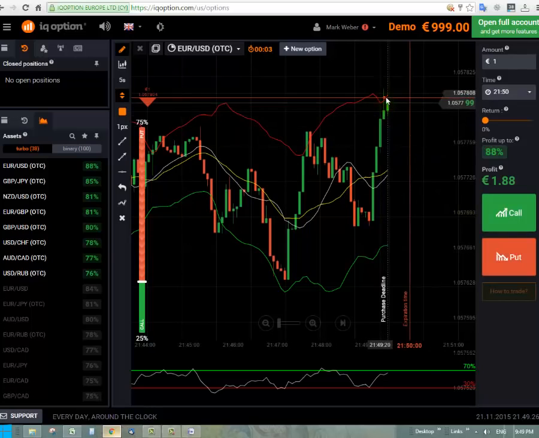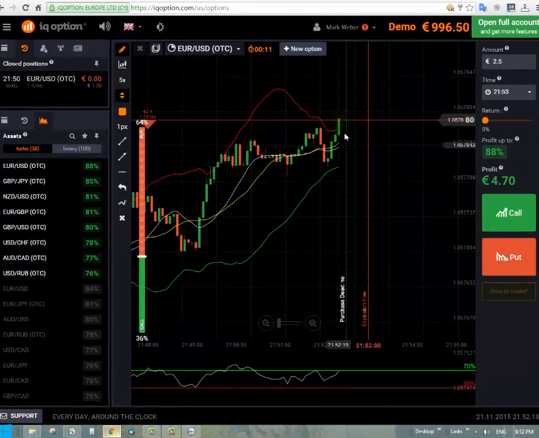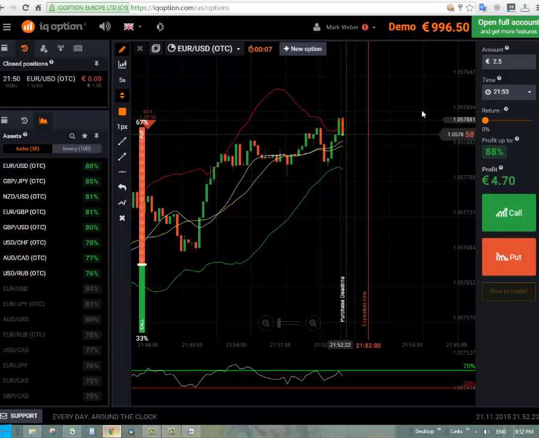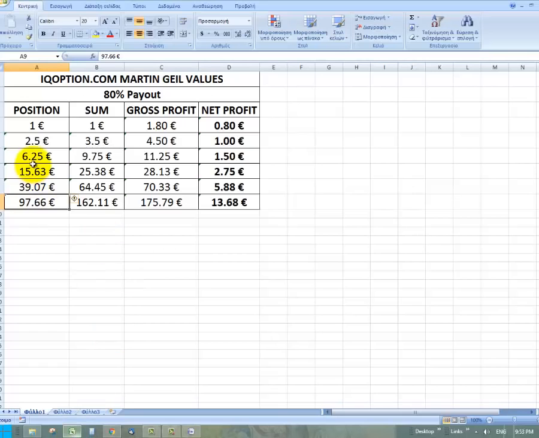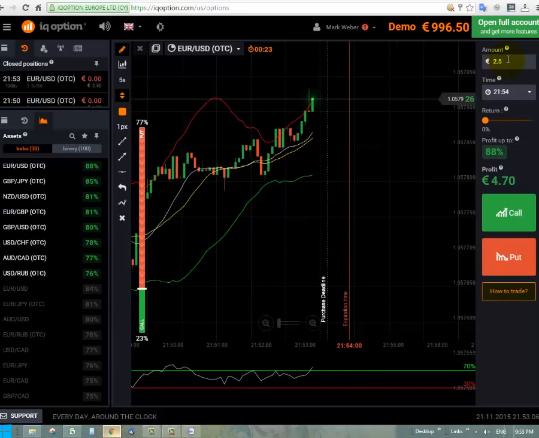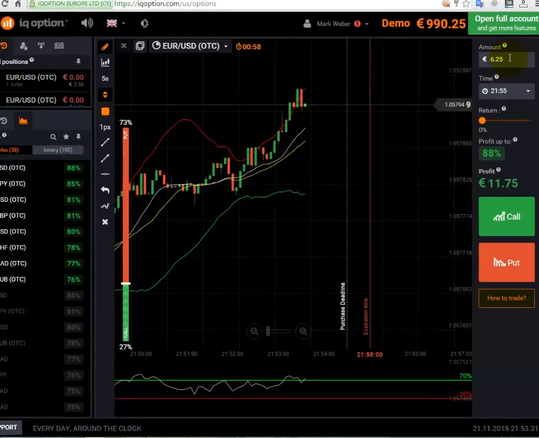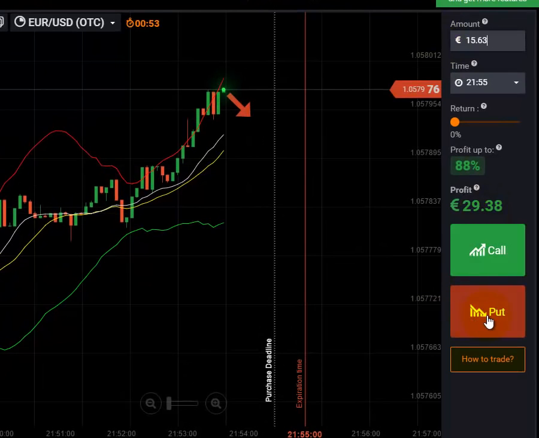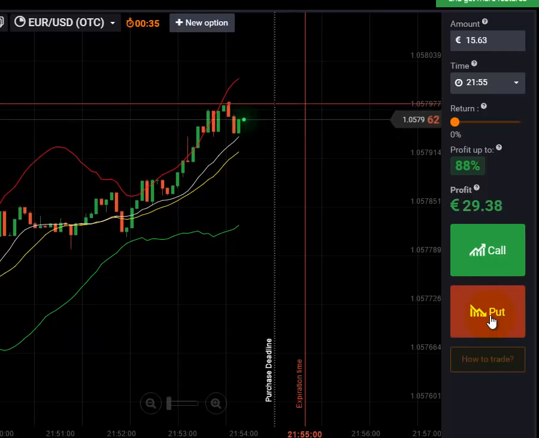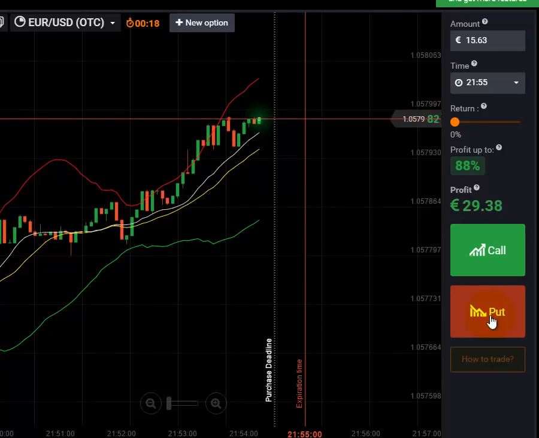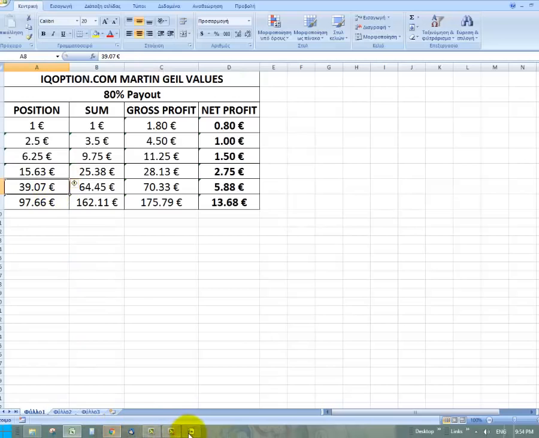Now we hit the upper line, so we made a put position. Now that the price went up the band, we put the position of 2.5 for a put. We will open a third position of 6.25. We change the time for 1 minute, and we open a fourth position on €15.63. We are ready for the next position, 39.07.